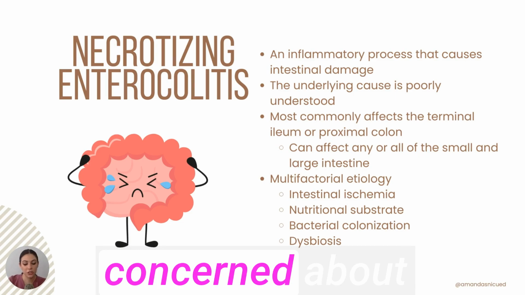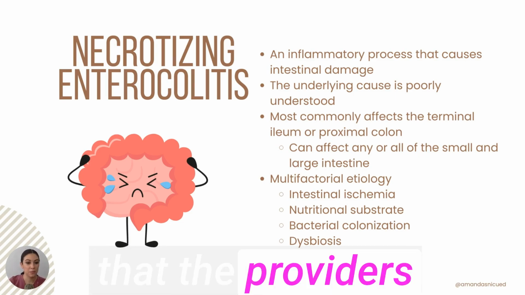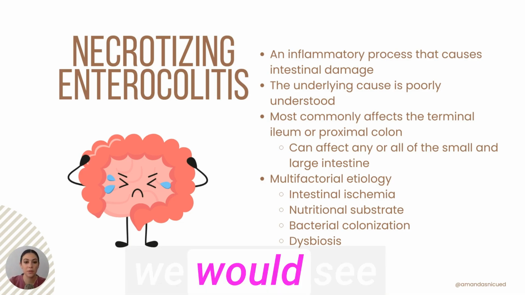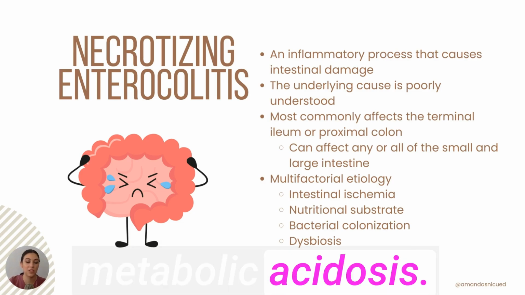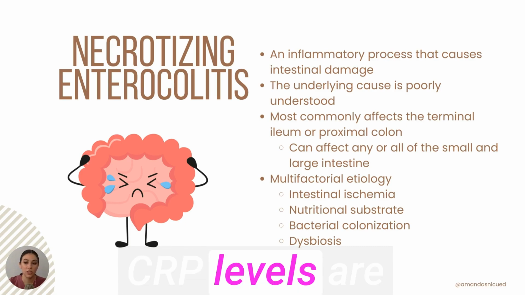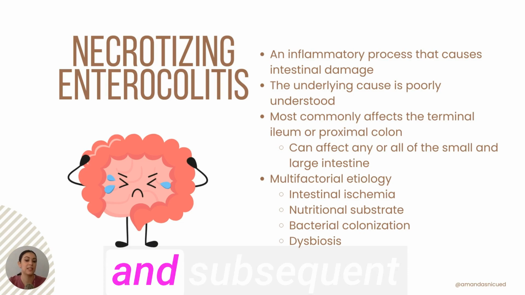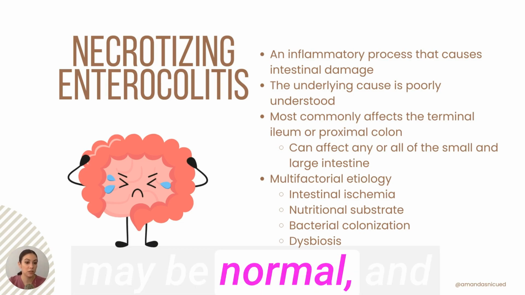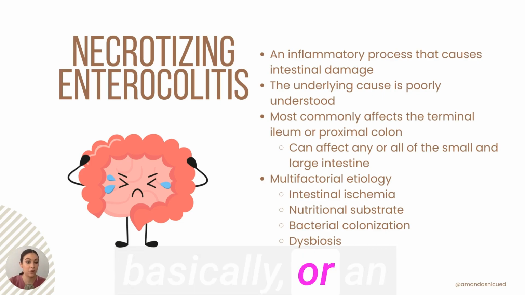So since you're concerned about your baby possibly having NEC, you would anticipate that the providers would order a septic workup. On our septic workup, we would see thrombocytopenia, neutropenia, and metabolic acidosis. CRP levels are increasingly obtained and appear to be a good marker of the onset, persistence, and subsequent resolution of NEC. Initially our CRP may be normal, and that's because it takes 6 to 8 hours after trauma, basically, or an inflammatory event for that CRP to rise.